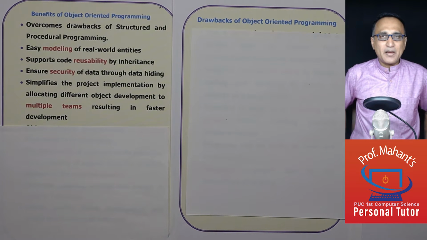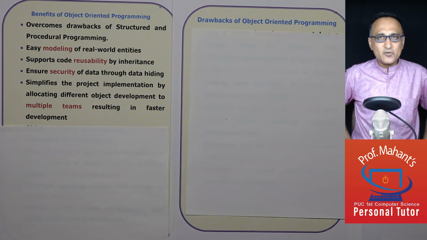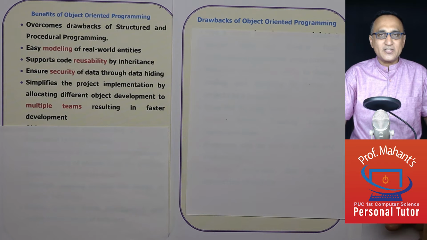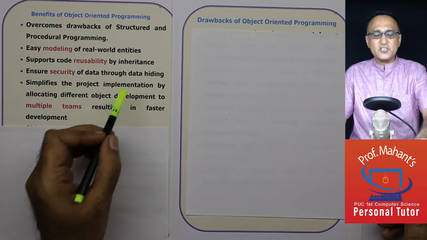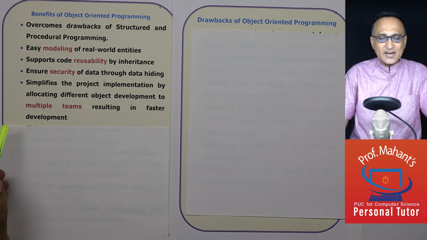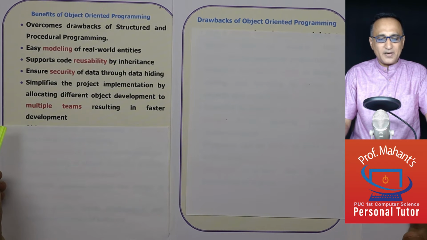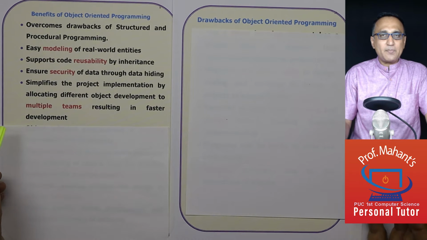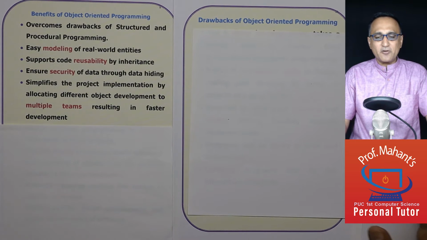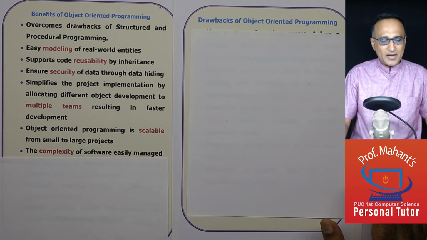Like when I'm checking my marks from the PUC site, I just have to send the message. It just gives me the request for my marks without showing me the marks of other students. So security of data is ensured through abstraction and data hiding. Now, by using an object-oriented approach, I can break down my application into a number of objects or classes, and I can give the development of each object to separate teams, and these objects can be developed in parallel to speed up the development of my application.